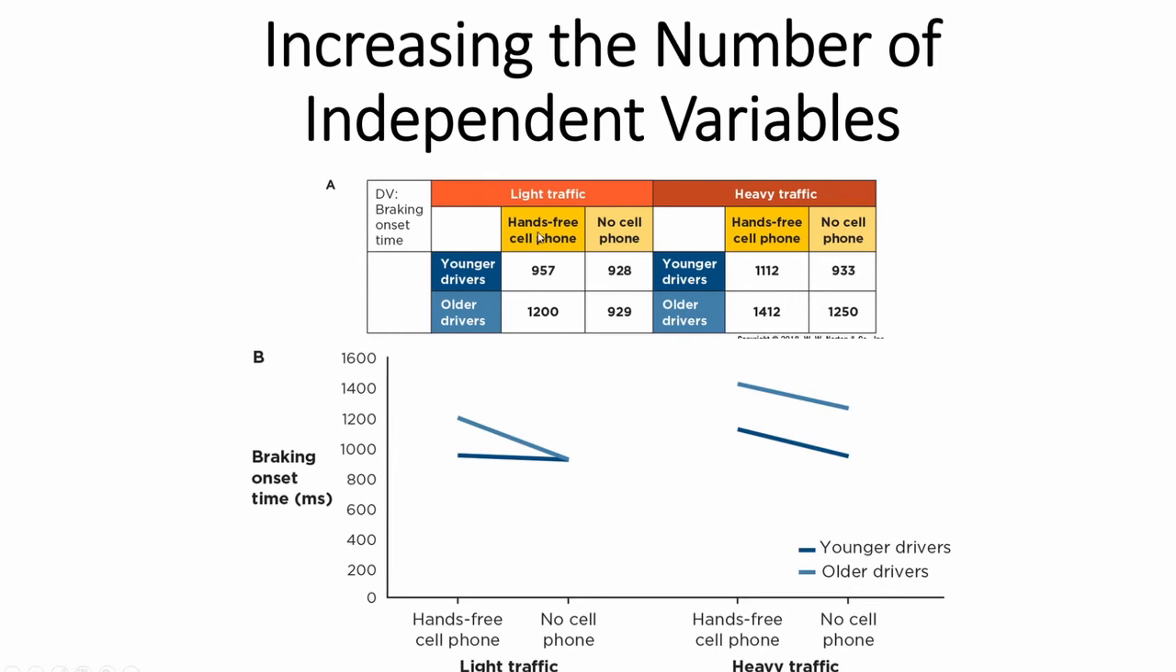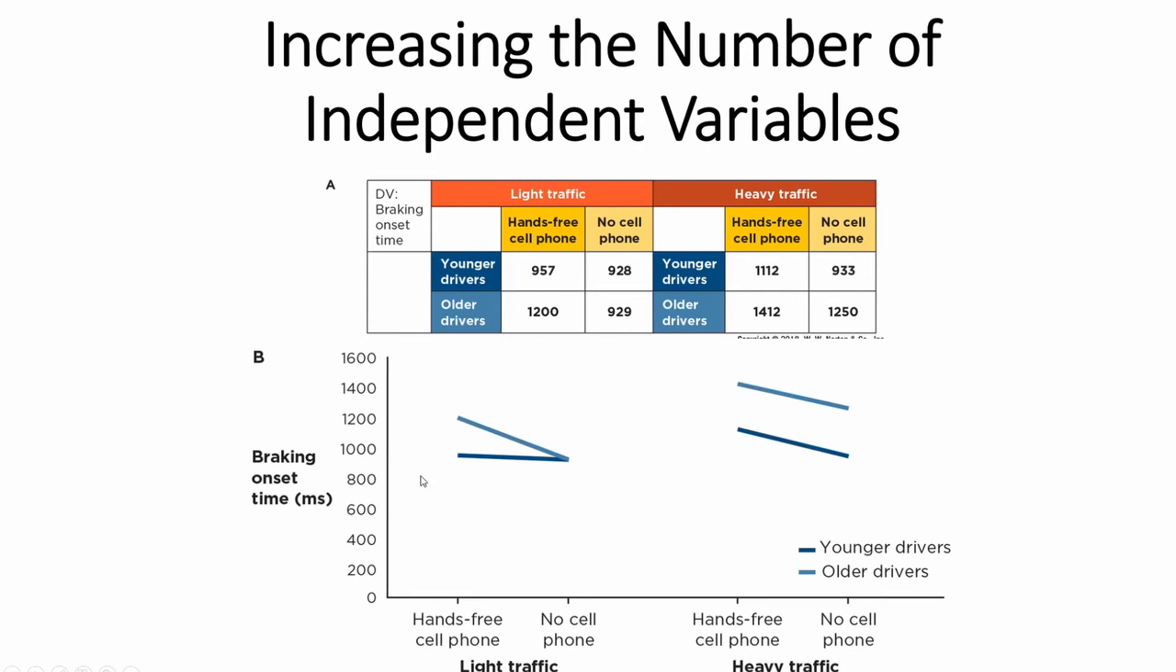So now we have one independent variable is cell phone or no cell phone. A second independent variable is age of the driver. And our third independent variable is the traffic condition. So our dependent variable is still that braking onset time or the reaction time. And those scores are listed in each of the cells here.